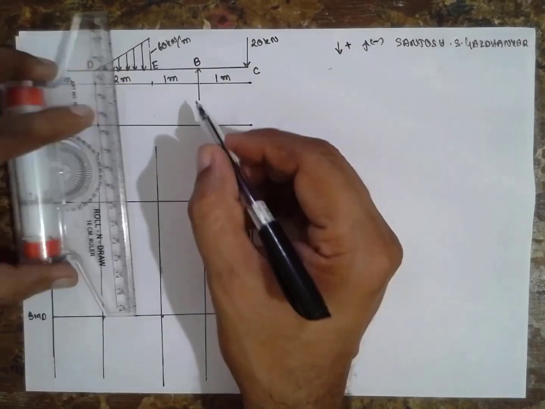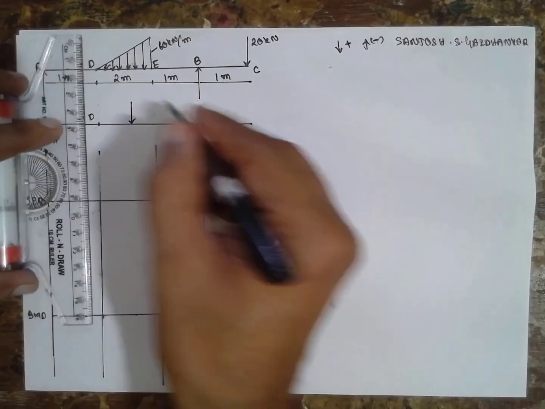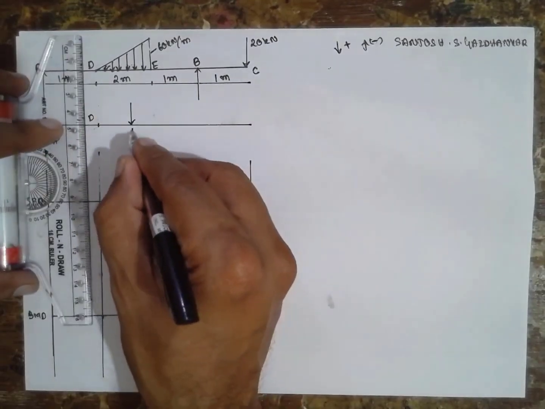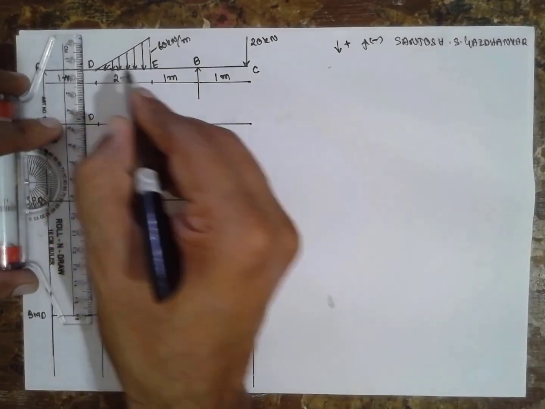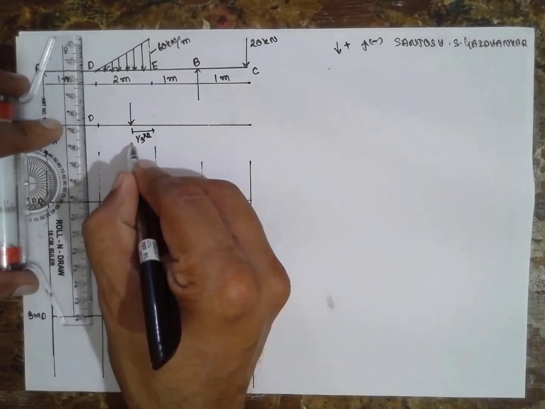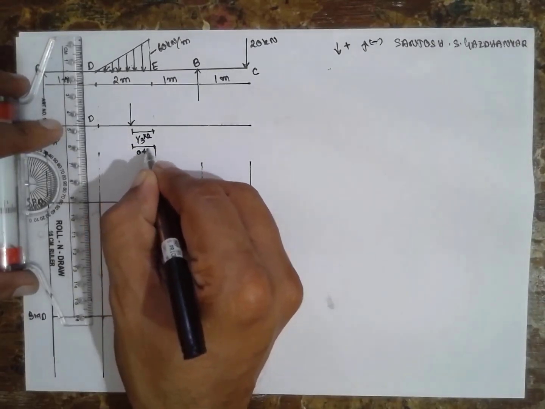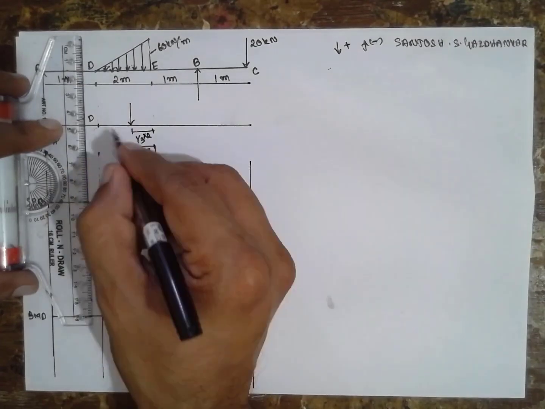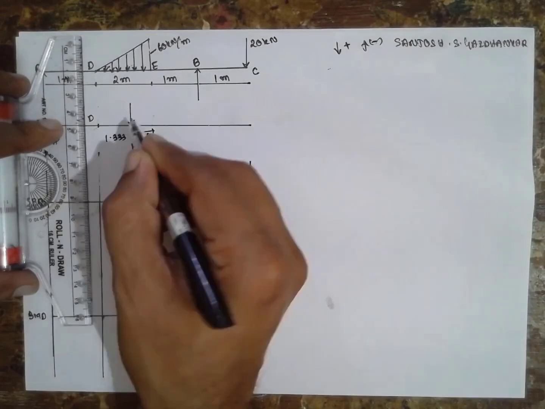I'm converting the UVL into a point load. From the base, it should be 1 by 3, and from this side, it should be 2 by 3. 1 by 3 into base. If you calculate, the value for this one will be 0.67 and the rest, this value will be 3.33.